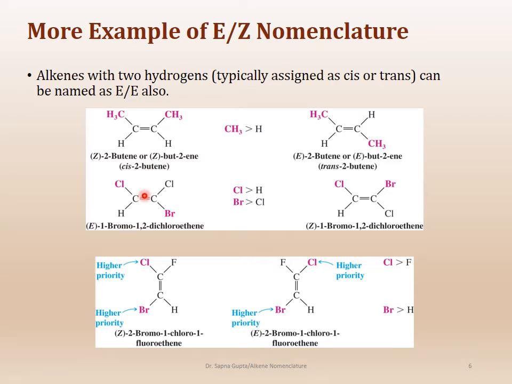So here are some more examples. Again, slice this into two, and then chlorine is the heavier atom, and then bromine here is the heavier atom, so this becomes E, and so on and so forth. So that's kind of how you decide on the priorities of groups and do the E and Z nomenclature.